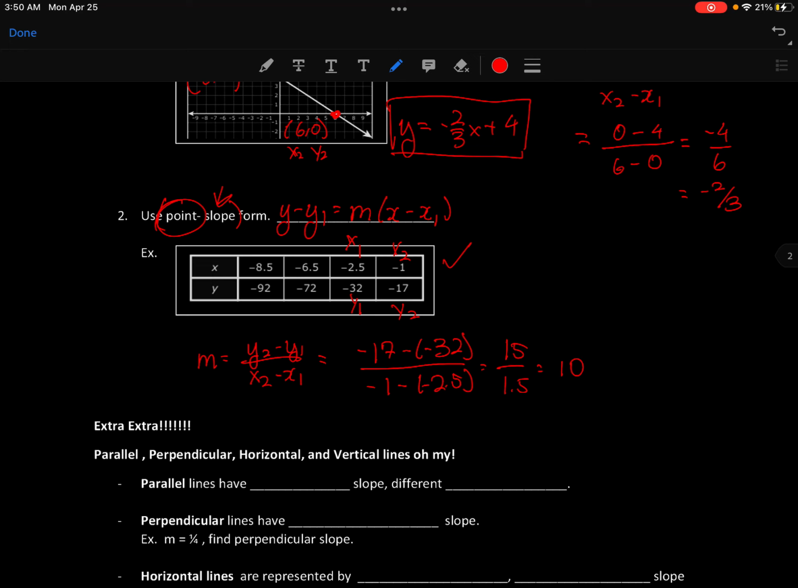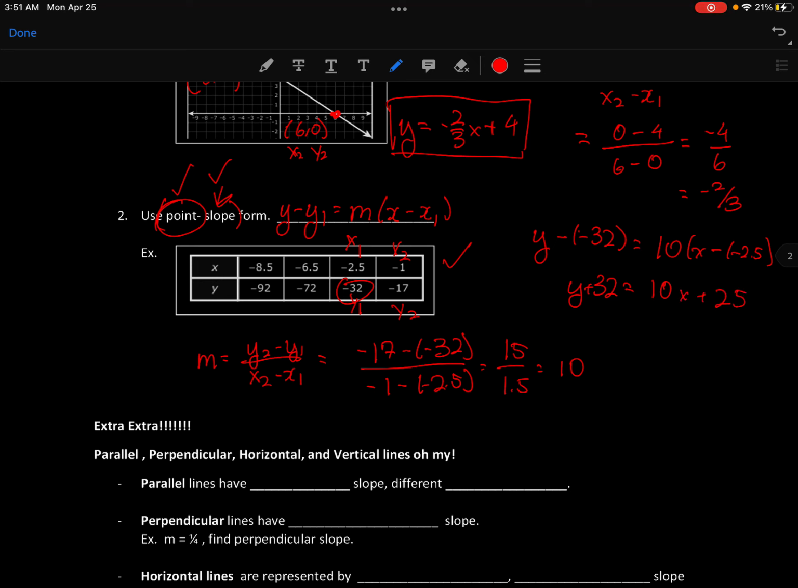Are we given a point? Yes. Are we given the slope? Yes, that fits the requirements. Now we can plug those values into our form. So we have y minus, where's y1? Negative 32. Y minus negative 32 is equal to 10 times x minus negative 2.5, which will give you y plus 32 is equal to 10 times x plus 25.